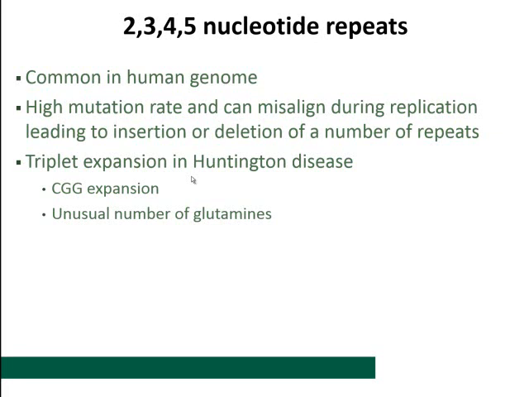There is a repeat that consists of CGG, CGG, and so the number of repeats expands in Huntington disease. And this is, as you know, CGG codes for glutamine. And so expansion of this region will lead to formation of a large polyglutamine region in a protein product. And this is what happens in Huntington's disease.